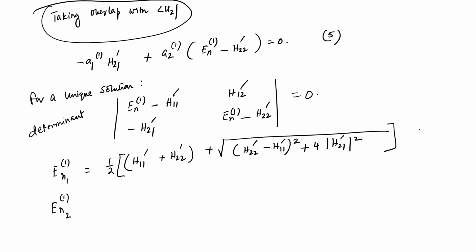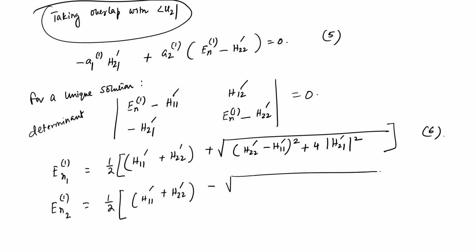So, this is En1. Let us call it equation number 6, because we already have 5. And the other one is (H11 prime plus H22 prime), and comes with a negative in front of this square root. So, it is (H22 prime minus H11 prime) square plus 4 H21 prime square, and the bracket closes. So, that tells you that these are the two energy corrections.